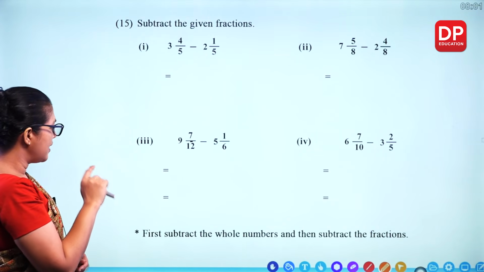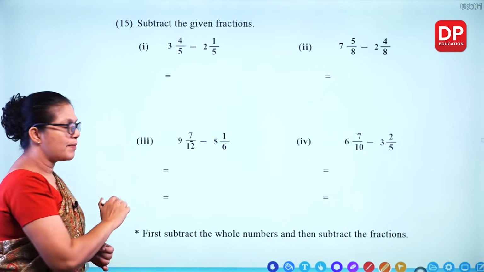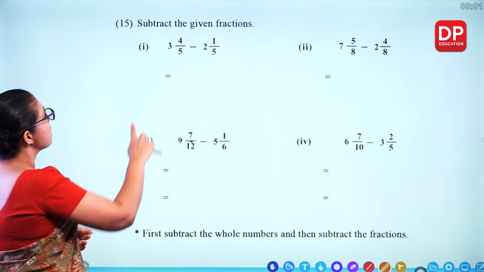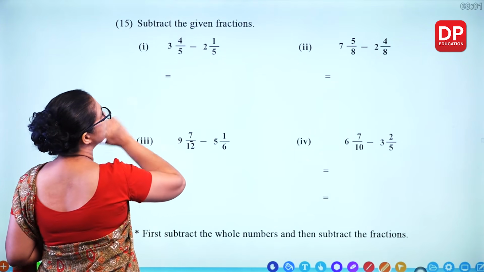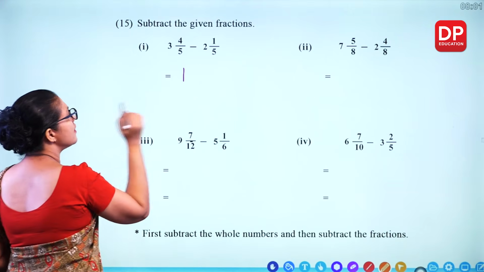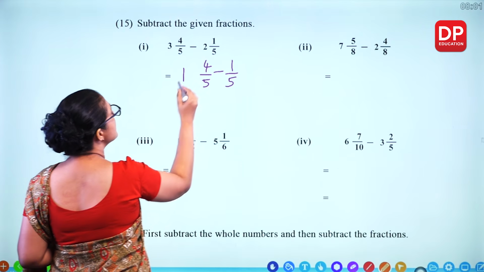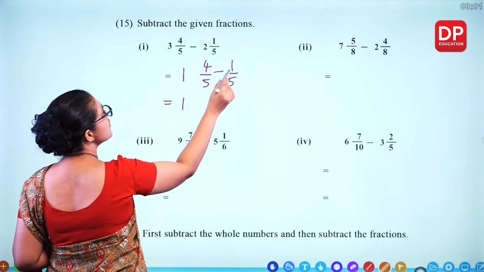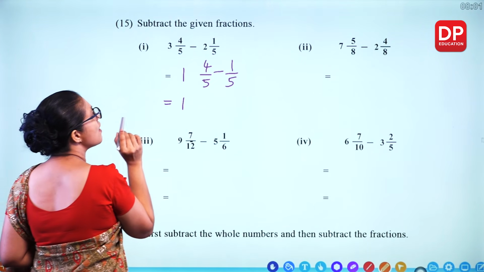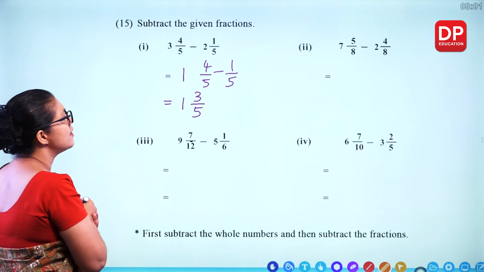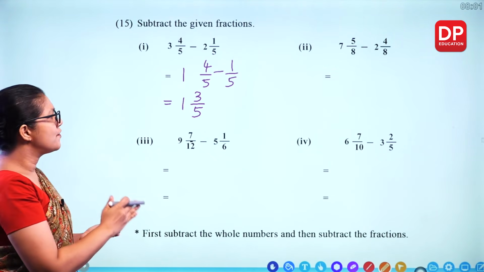Now subtraction of fractions when you get mixed numbers. So you can think about the whole numbers first. Subtract the whole numbers. 3 minus 2, 1. Now you can write 4 over 5 minus 1 over 5. Same denominator, so just subtract the numerators. 4 minus 1, 3. So 3 over 5. So 1 and 3/5.